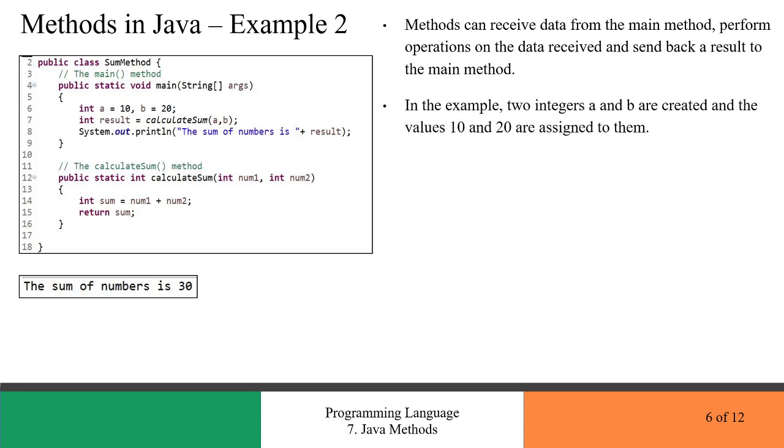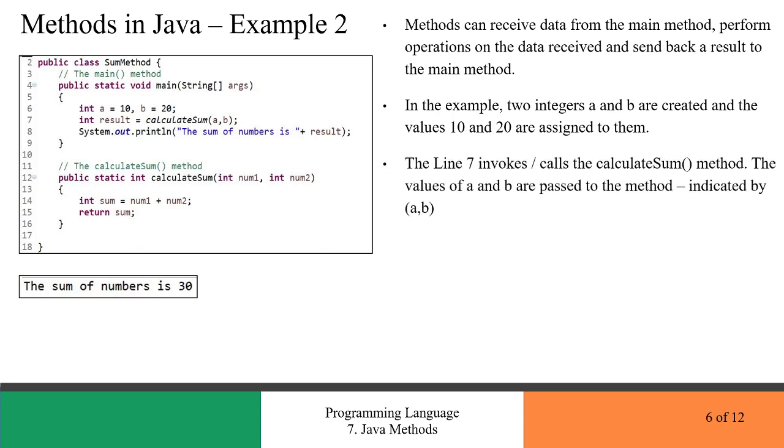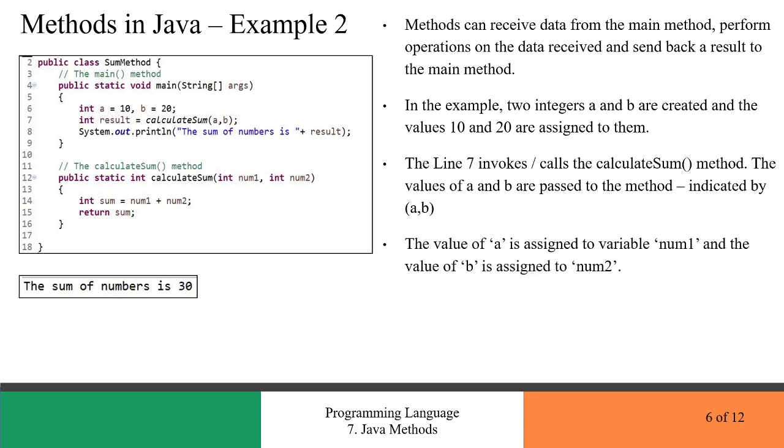In the example, as a part of line 6, two integer variables a and b are created and the values 10 and 20 are assigned to them. Line 7 makes a call to the calculateSum method and sends the values of a and b, which is indicated inside the parenthesis. The value of a gets assigned to the variable num1 and the value of b gets assigned to the variable num2 as a part of line 12.